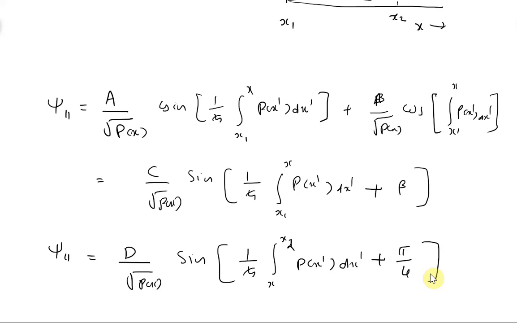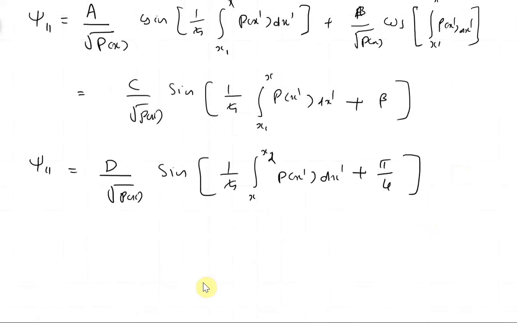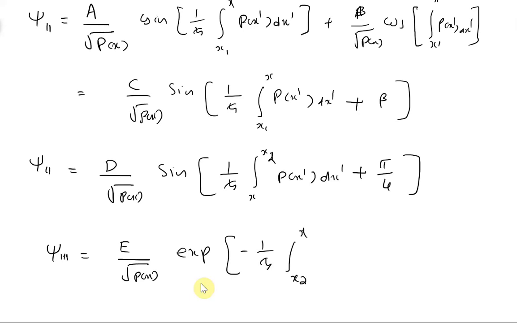Okay, so that is your psi 2 when you are connecting it with this region, and your psi 3 is going to be some other constant e divided by root of p of x, and we have an exponentially decaying term over there, and the term is starting from 1 by h cross integral x2 to x p of x prime dx prime. That was our decaying term, psi 3.